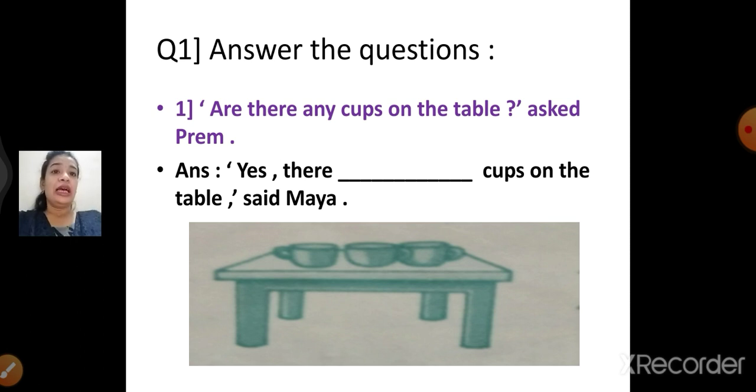Now children, here, are there any? Now any is used in questions and in negative sentences. And when you're using some, we use some in affirmative sentences and positive sentences. It's like, yes, there are some cups on the table, said Maya. Now, Maya said this, so this is a direct speech by Maya. Yes, there are some cups on the table, said Maya.